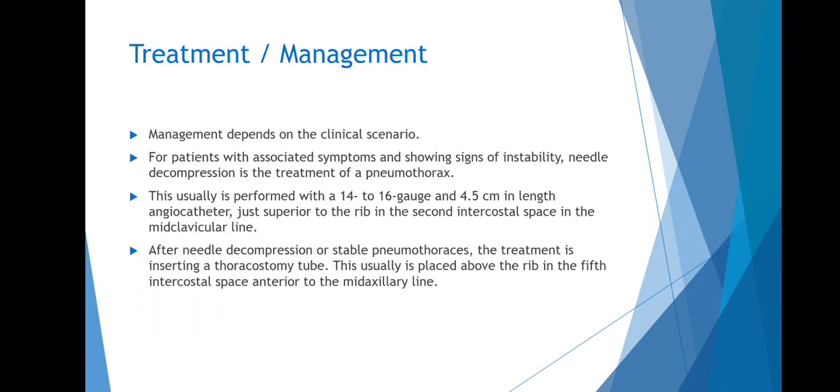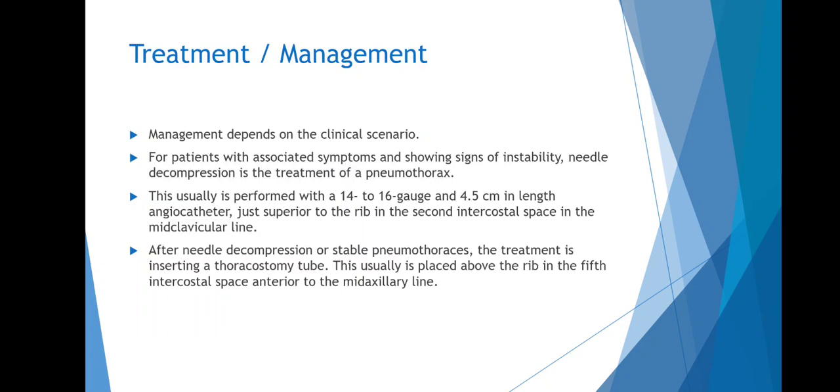So what's the treatment or management of pneumothorax? So management generally depends on the clinical scenario. So for patients with associated symptoms and showing signs of instability, needle decompression is the treatment of a pneumothorax. This usually is performed with a 14 to 16 gauge, 4.5 centimeters in length angiocatheter, which is placed just superior to the rib in the second intercostal space in the midclavicular line.